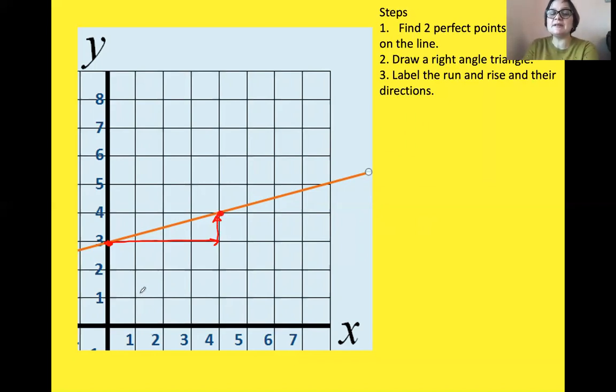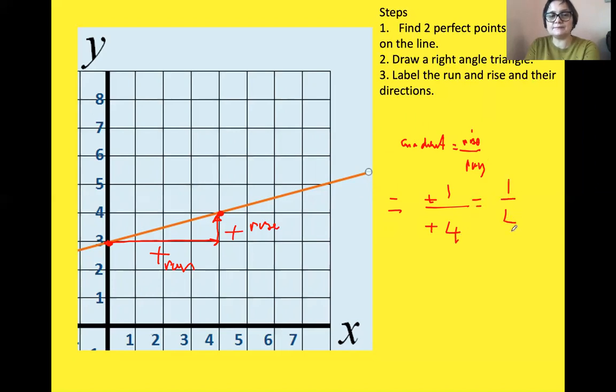Now let's place the signs of the directions. So goes to the right is positive, up goes up, positive. So this is the rise, and this is the run again. So both rise and run are positive. And so the gradient equals rise over run, and so the answer is going to be rise is +1 over, and then run is 1, 2, 3, 4, +4. So the answer is going to be 1/4, right?